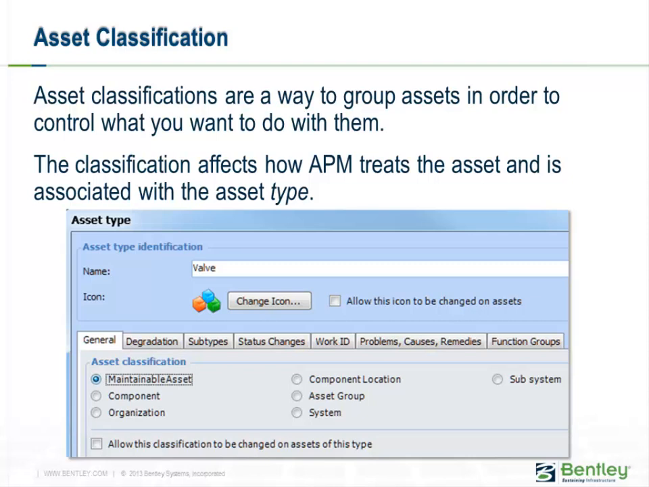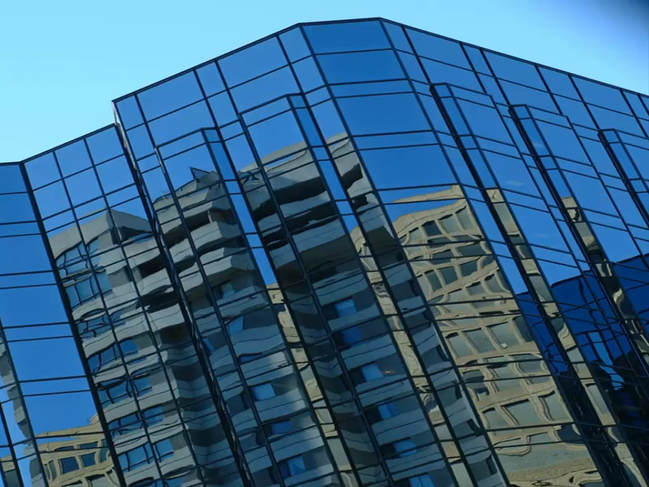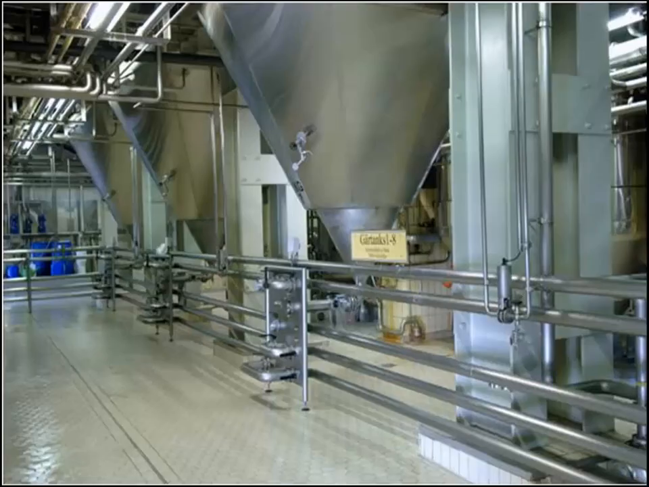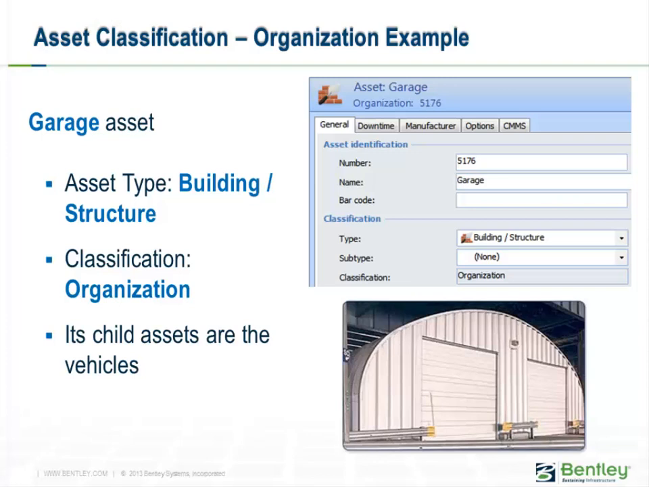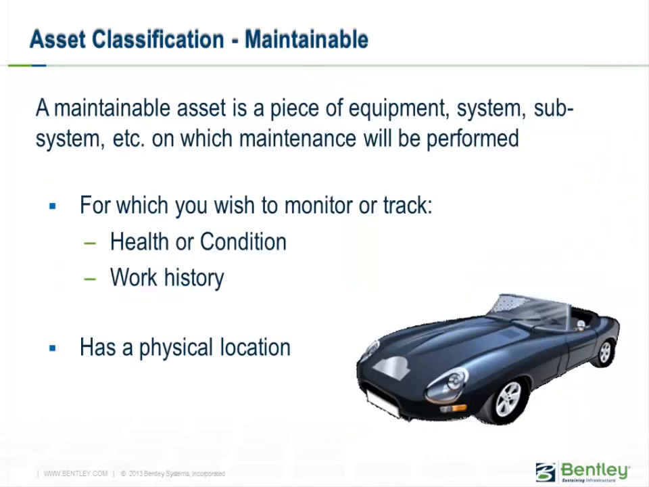An organization asset represents an organization unit within a site. Use this classification for areas, buildings, or departments. Let's look at an example of an organization asset classification. We have a garage whose asset type is building, structure. The garage in APM is set with this asset type. The garage classification is an organization. Child assets of the garage are vehicles that are parked in the garage.